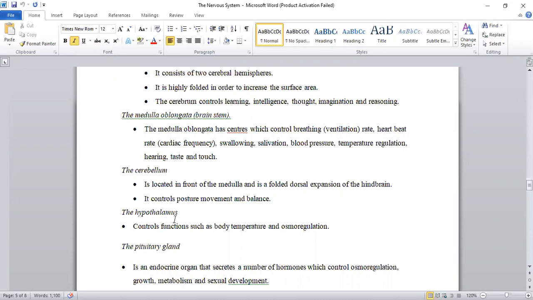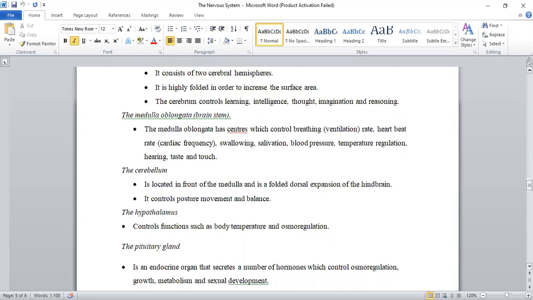Then we have the hypothalamus. This controls functions such as body temperature and osmoregulation. Osmoregulation is basically the state of balance in the body in terms of the salt, or the sodium, and the water balance in the body. Once that is regulated, that is the state of osmoregulation in the body.